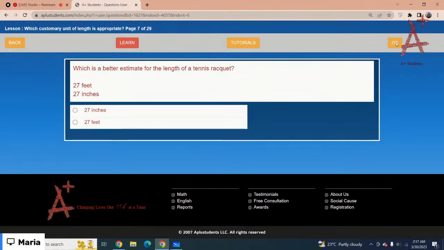Okay, what is the better estimate for the length of a tennis racket? So which is the correct option? The tennis racket is 27 feet or 27 inches. 27 feet is, I think, a very big unit. It would be 27 inches. Got it?